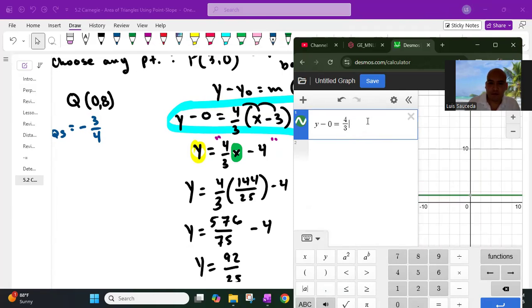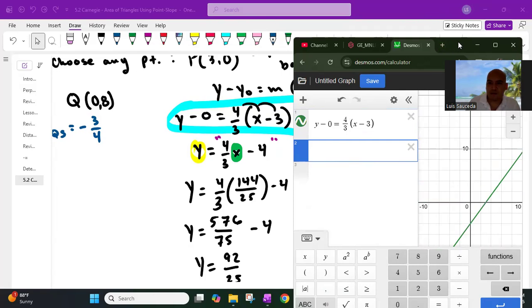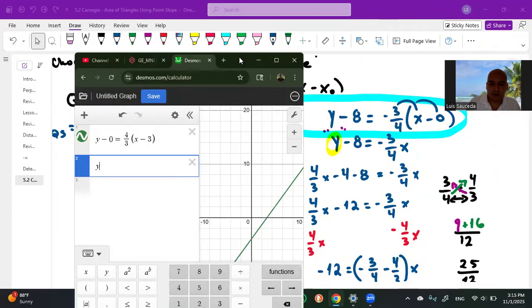You have to press the right key. x minus 3. Go to the second row. You have to type in the second equation, y minus 8 is equal to negative 3/4 of x minus 0.